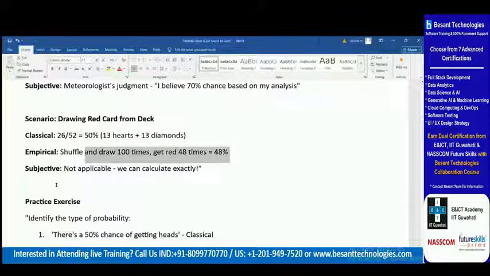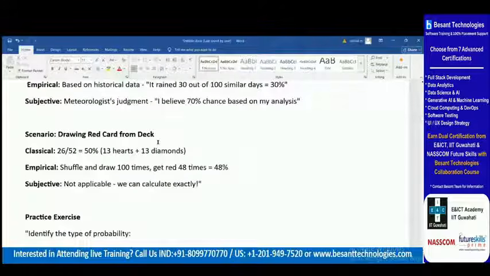Subjective is not applicable, because we can calculate exactly. Subjective means there is no judgment in the data set, anything can happen, so it is not applicable in this kind of data set. So that is about that.